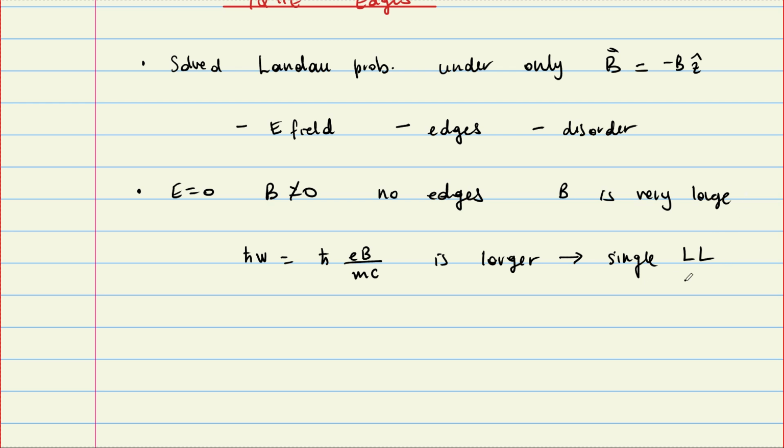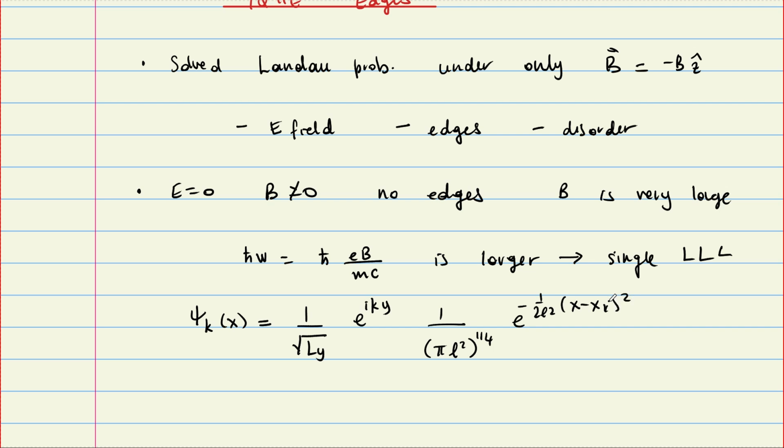And typically we call this the lowest Landau level. It's the one we are going to consider. And the wave function from last time, if you remember, of the lowest Landau level is going to be, properly normalized, 1 over square root of Ly, e to the i k y. So this is the plane wave part. This is (pi L squared) to the power 1/4, e to the minus 1 over 2 L squared, (x minus xk) squared.